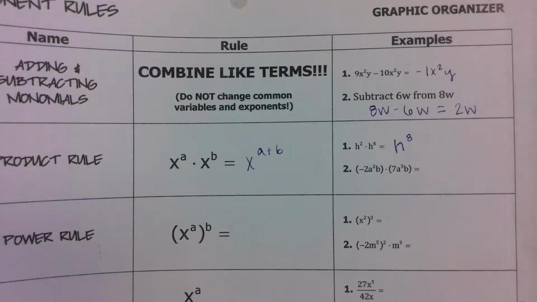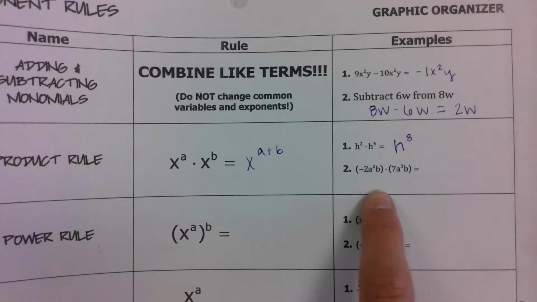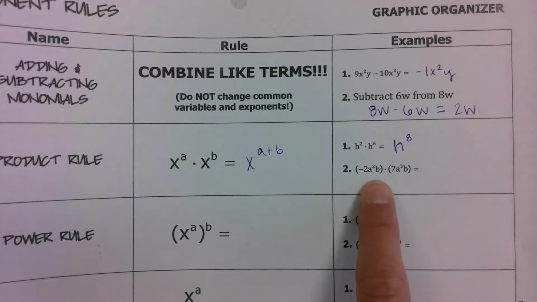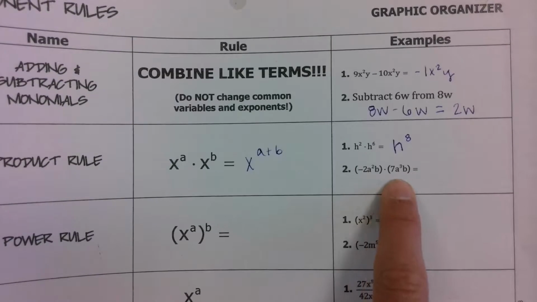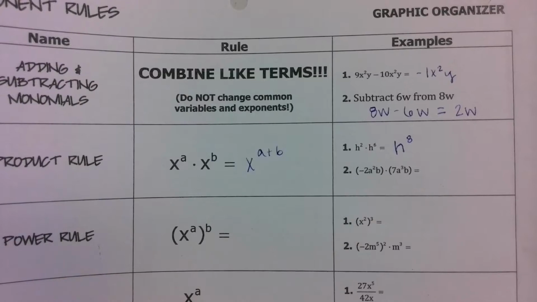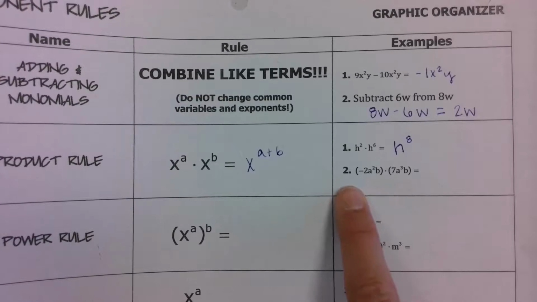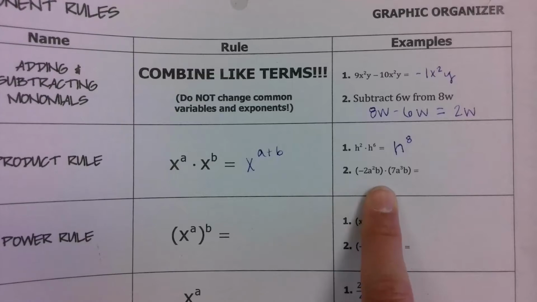All right, so looking at the next one, we've got a bunch of stuff going on. You've got negative 2a squared b times 7a cubed b. So we're going to keep all the same things together. Negative 2 and 7 are both just regular numbers, right? So if they're being multiplied, we're just going to multiply them like regular numbers. What is negative 2 times 7? Negative 14.